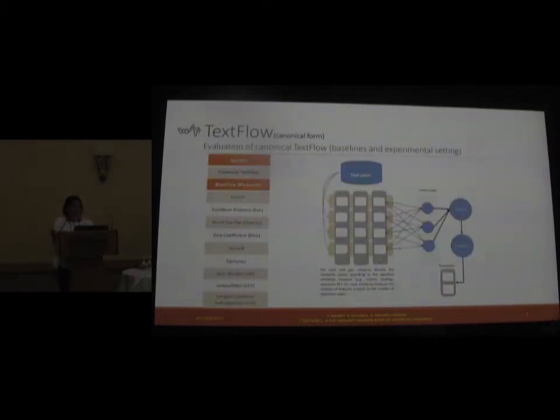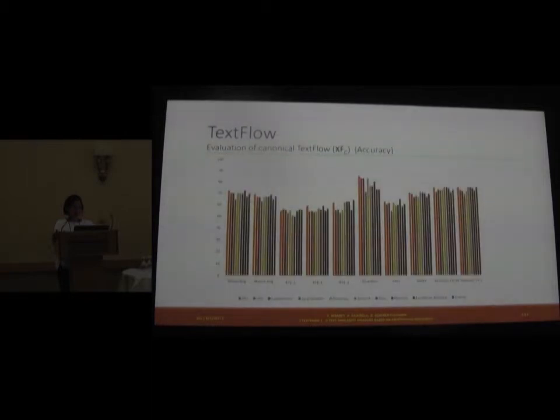This is an architecture to compare the baseline to the other metrics. To compare the canonical TextFlow to, I believe there are 9 baselines. And the inputs to all of these metrics are the same. And these are the results; the numbers are in the paper.